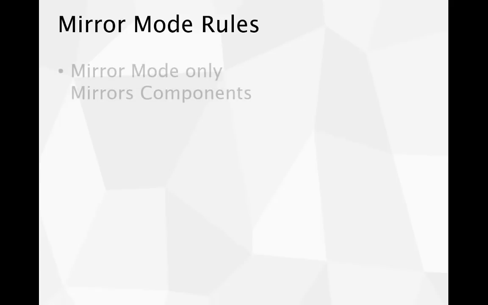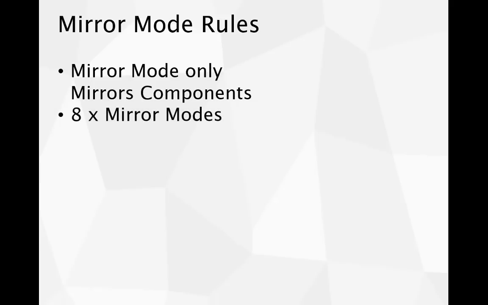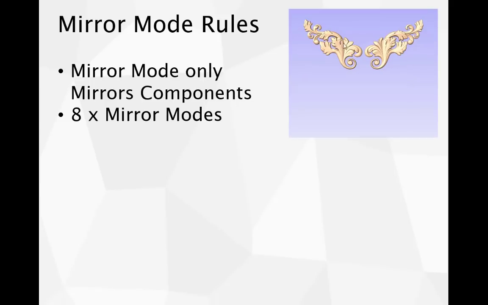Mirror mode only applies to components. We cannot use the mirror mode on 2D data. It's purely a 3D feature. Within mirror mode there are 8 different mirror modes, and this allows us to create mirrored compositions using virtual mirrors that are placed in either the vertical center of the job or the horizontal center of the job, whereby we can mirror from left to right. We can also mirror right to left. We can mirror top to bottom, and we can also mirror bottom to top.